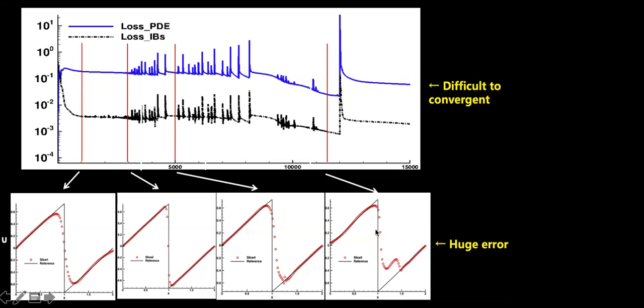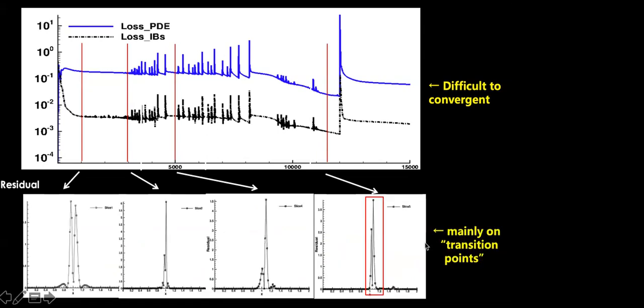Also, we get the residual distribution in this. We can see most of the residual is located on the points inside the discontinuity regions. We name them the transition points. This component does not surprise us at all, because in traditional methods, transition points in discontinuous regions also carry more errors than smooth points.